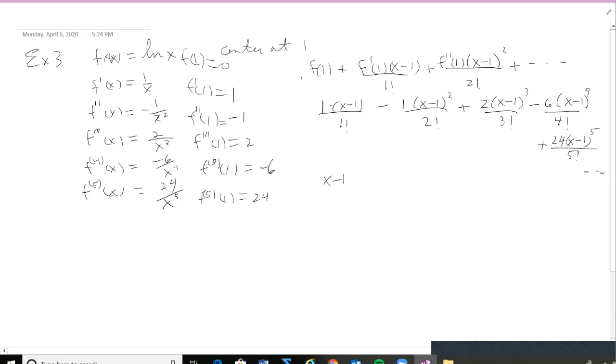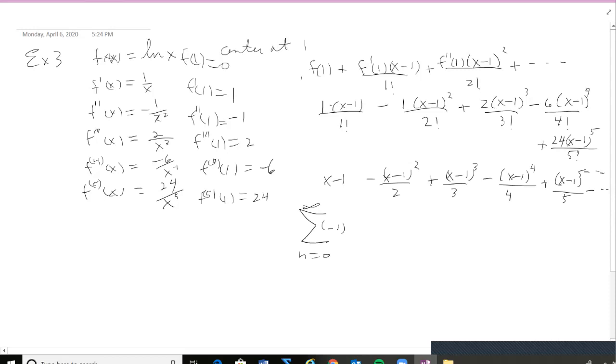We can simplify a little bit here. x minus 1 minus x minus 1 squared over 2. And this next term, because the 2 drops out, this should just be a 3. And this one, 6 drops out and leaves a 4. And the next one, guess what happens? The 24 drops out and leaves a 5. So I think you can see the general form here.